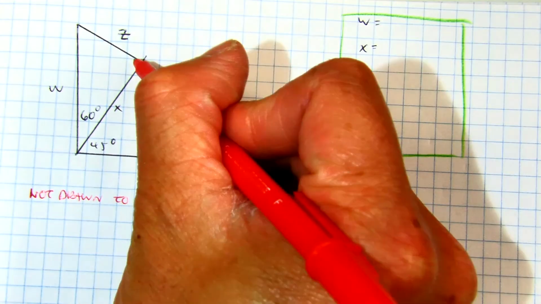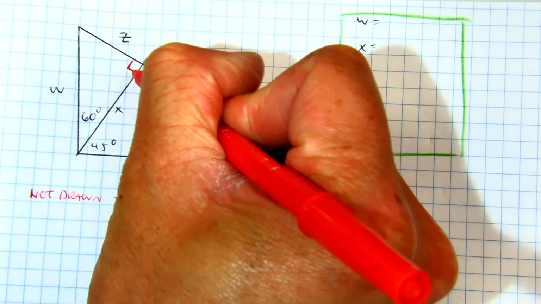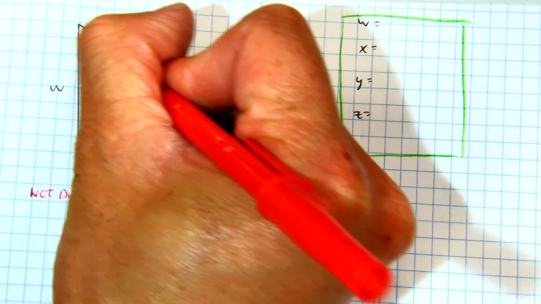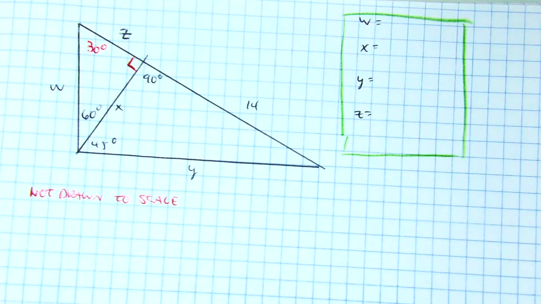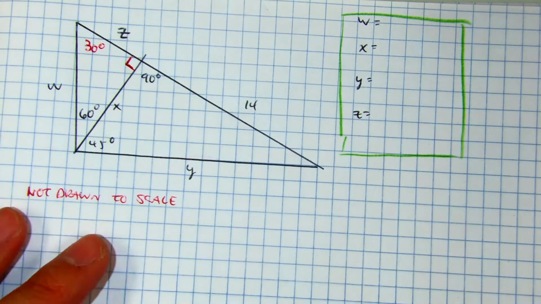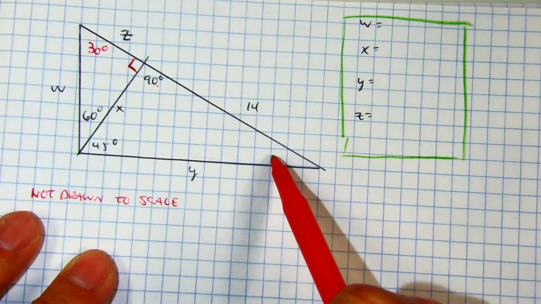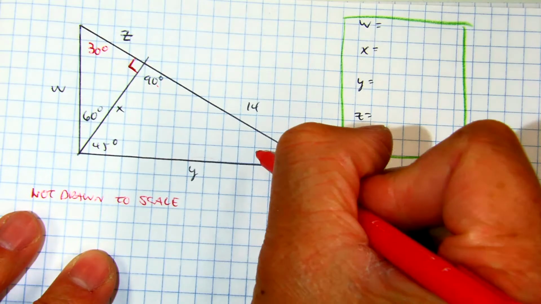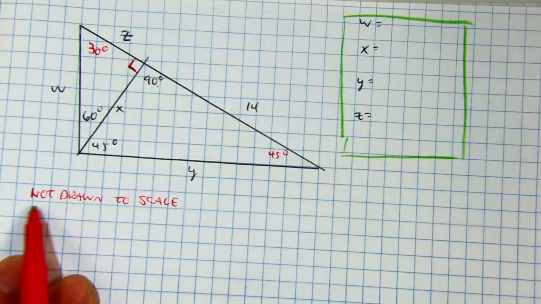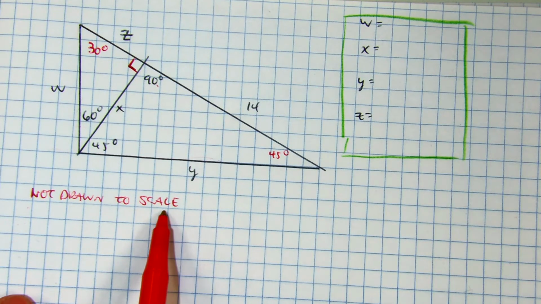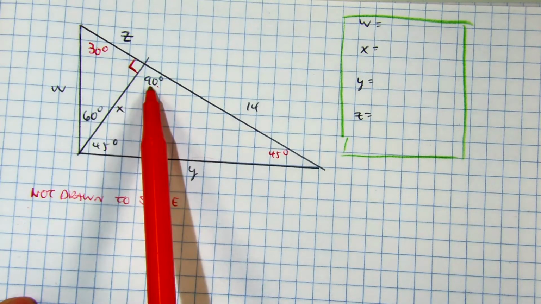So here I have perpendicular lines, straight angles, so this is going to be a 90. Class, that means this one's going to be a 30. And then over here, 90, 45, that means this one is a 45. It doesn't look like it, does it? But not drawn to scale. Do you see that? It kind of looks like a 30, 60, 90, but it's not.